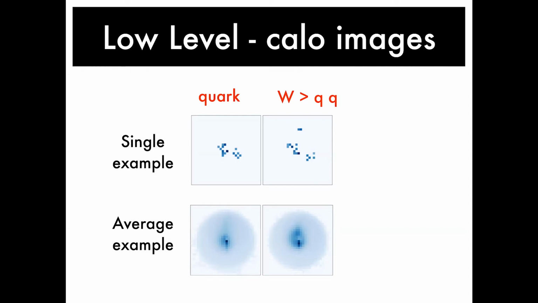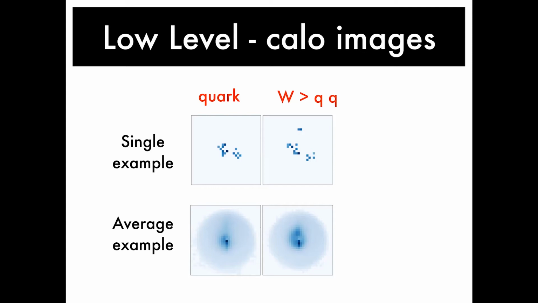Now, from a single example, it's very hard to tell anything about these jets. So on the bottom row, you see what happens when you average over 100,000 events. And then we do some pre-processing and some rotating. And what you can see is that the quarks on the left tend to have a lot of energy deposited in the center, and it's basically just a cone that falls off as you move away from the center.